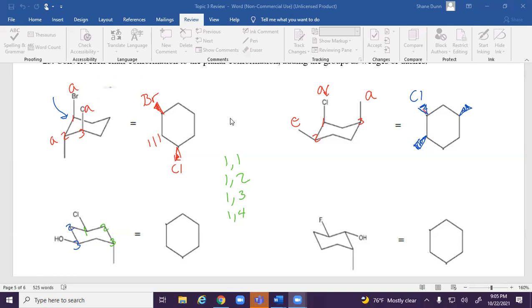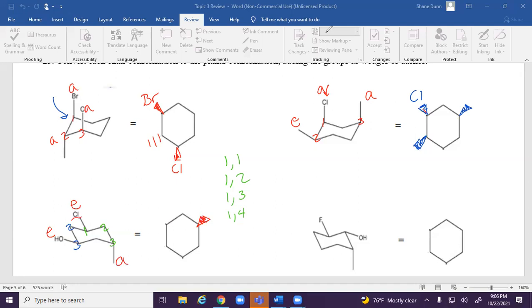Wait, I have a question just to be sure. For the axial and equatorial, it doesn't matter whether it's dash or wedge? Nope. What about where you locate the dash and wedge, and where they're located corresponding to 1? For example, this guy right here. So this is equatorial, and axial, correct? Yes. So the green 1 and 3 are opposites, correct? Yeah. Make sense? Okay.